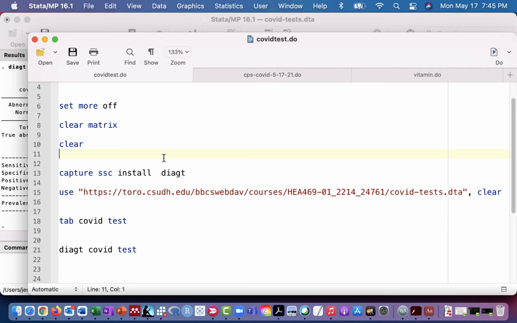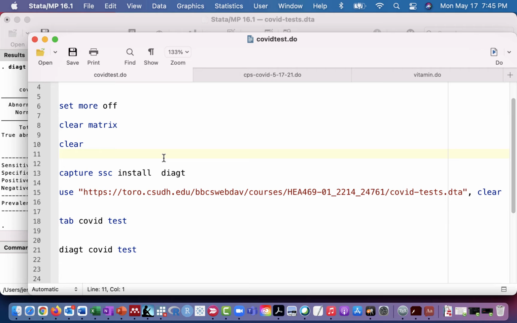So we're going to install some software on diagnostic tests, diagt. It's an add-on for Stata, so use ssc install. That's going to tell Stata to go online and find the add-on and to install it. Capture, that just means if there's an error message for whatever reason, ignore it.